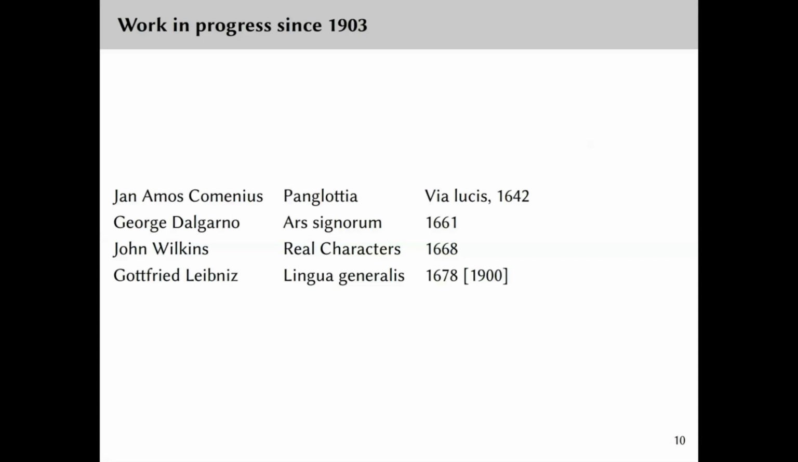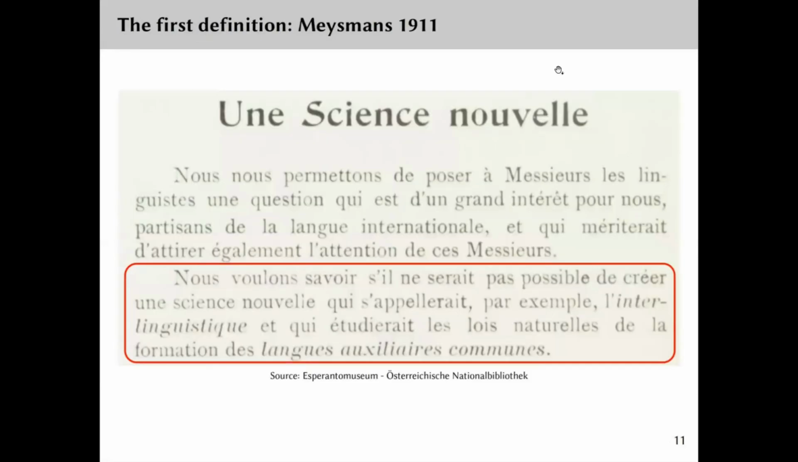And Leibniz said, well, we should stay with Latin, be loyal to Latin, but we can simplify it because Latin is complex. But this idea that he had was not published, so maybe he was not convinced completely, and it was rediscovered only by the end of the 19th century and the early days of the 20th century. So, of course, this raised attention, and the first definition of interlinguistics comes from a small publication that is saved in the Österreichische Nationalbibliothek, the Austrian National Library, which has a section which is Esperanto Museum, and was called A New Science, Une Science Nouvelle.